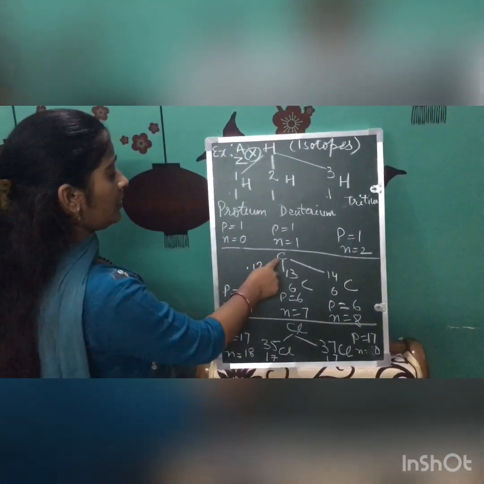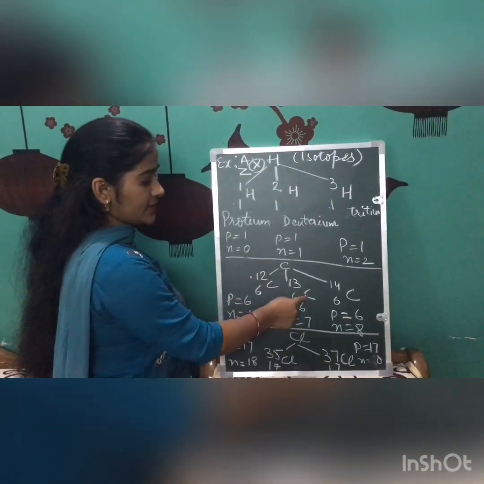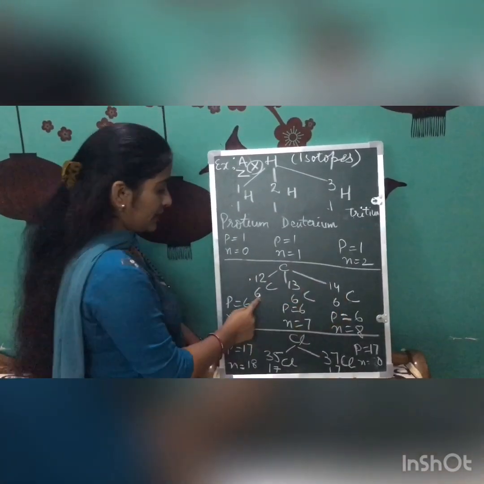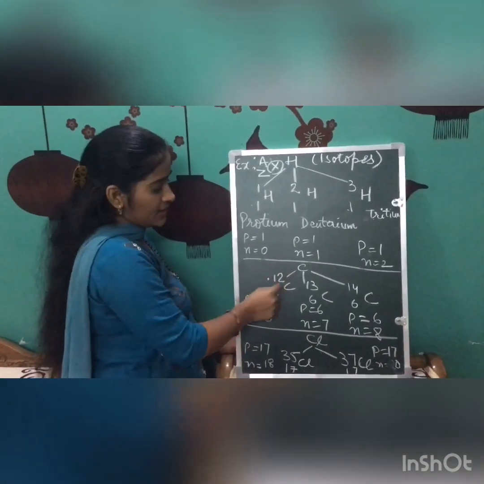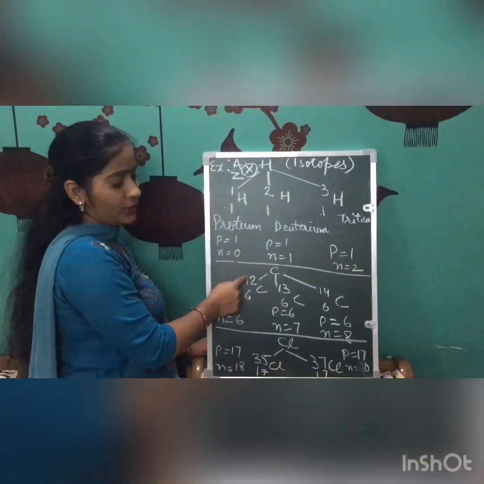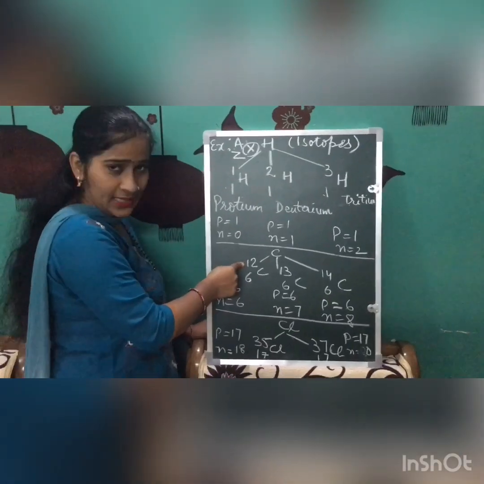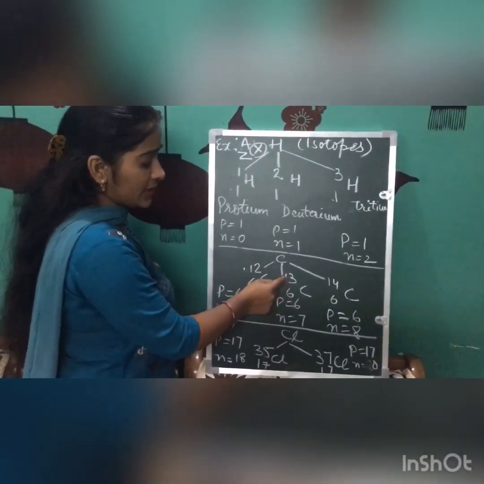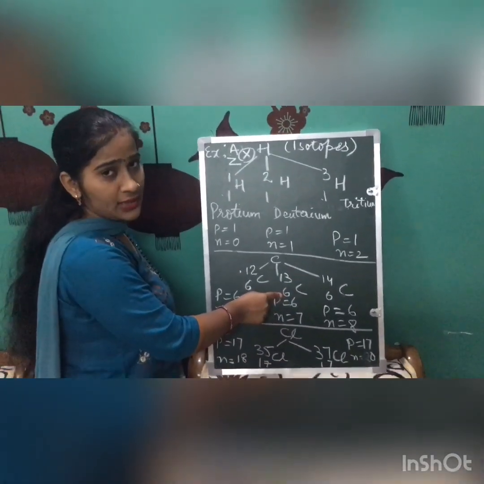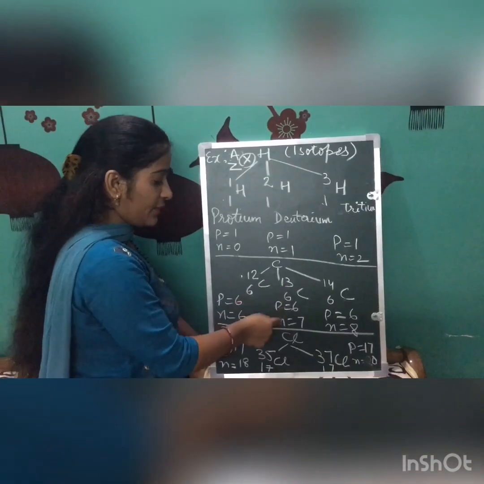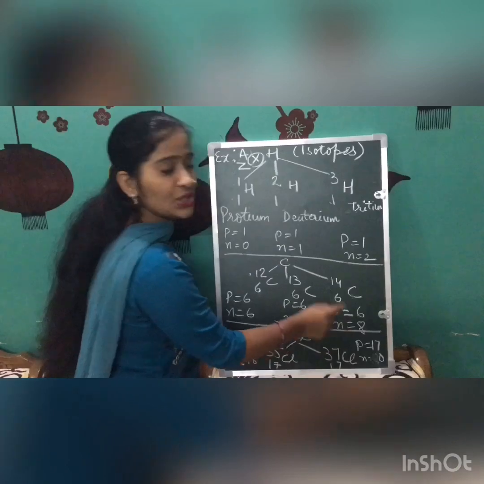Now, the second example, carbon. Carbon has 3 isotopes: 12,6C, 13,6C, 14,6C. In this, protons are 6 and neutrons are also 6, because the mass number is the sum of protons and neutrons. If out of 12 there are 6 protons, then how many neutrons remain in the nucleus? 6. Now, we will calculate 13,6C. Protons are 6. Out of 13, if 6 are protons, how many neutrons are there? 7 neutrons are there. 14,6C has 6 protons and 8 neutrons.